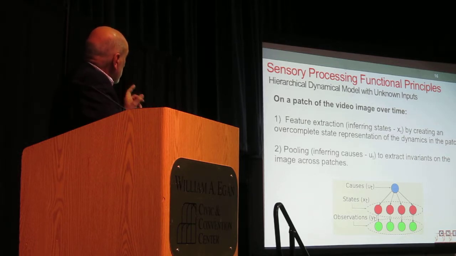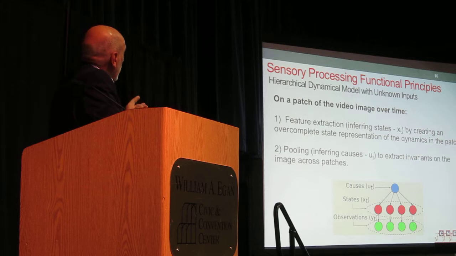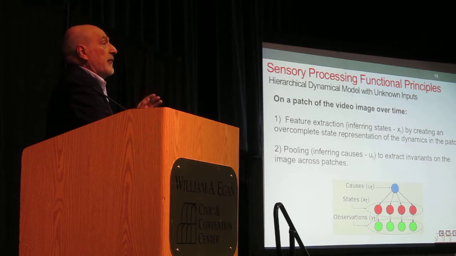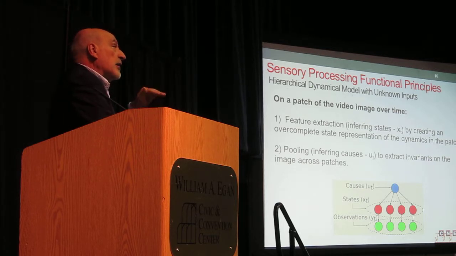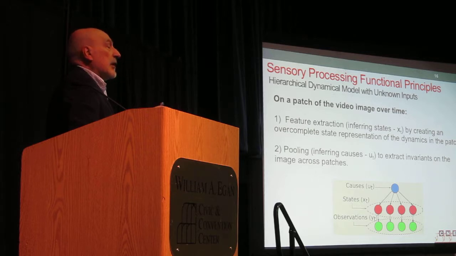And the second step is the inference of the causes. So the causes, u of t, are going to extract invariance on the image across patches. You see that x of t effectively is quantifying the change of the state over time, and u is going to quantify the relationship of neighboring patches in space.